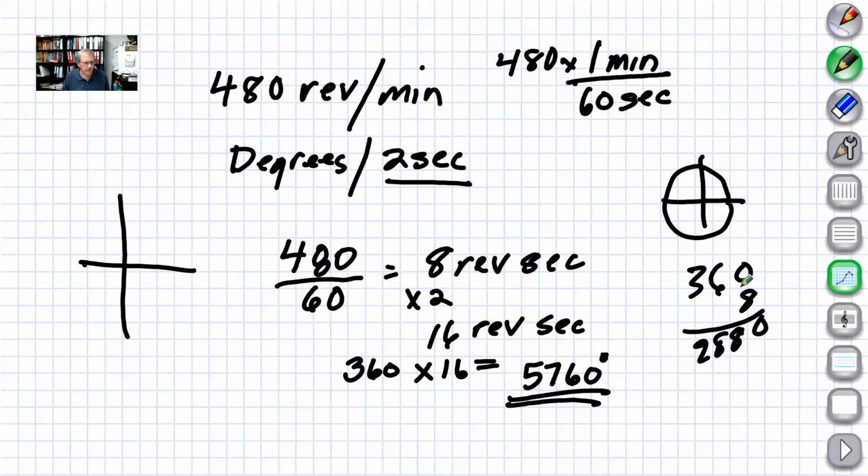(2,880) revolutions in 1 second. So anyhow, you could play with those problems. I think I assigned one. It's not a big deal, but you might want to figure it out a little bit, kind of a thinking problem. And that's what trig is.